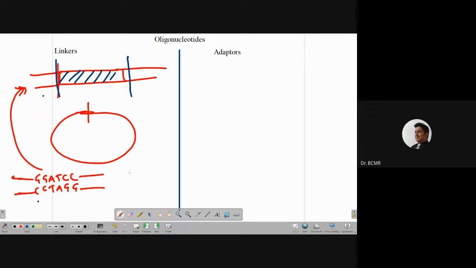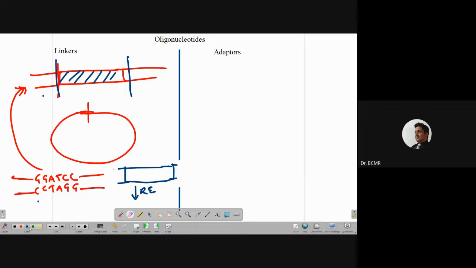Once you do that, you are likely to get the gene of interest on either side with attached linkers like this. And then one can add restriction enzymes to cleave the restriction sites within the linkers, and then ligate it to the vector. Okay, so that's with linkers.